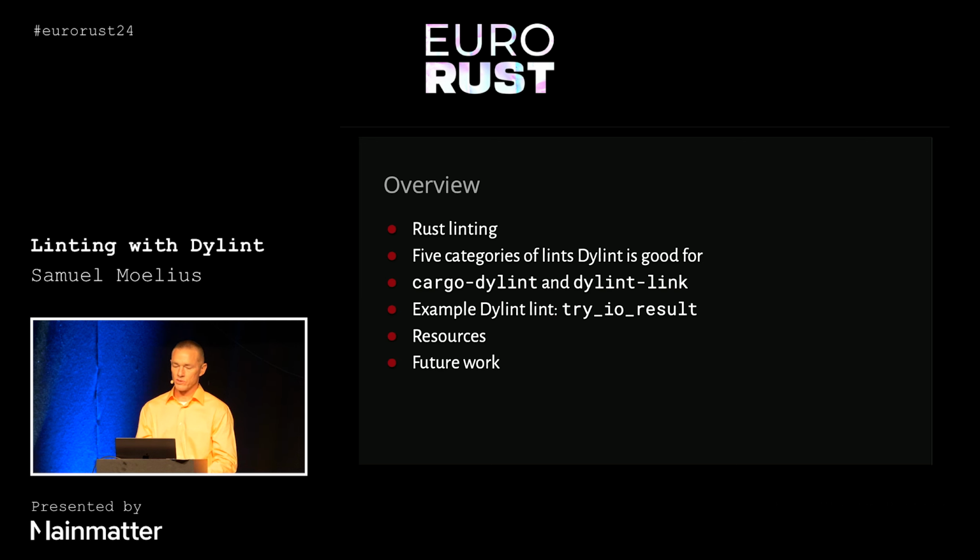So Dylint allows you to run Rust lints from dynamic libraries, and as such, what I'll be talking about today is the following. I'll give an overview of Rust linting generally. Then I'll talk about 5 categories of lints that I think Dylint is good for. Normally, when you install Dylint, you install 2 commands, cargo Dylint and Dylint link. I'll explain what each of these are and how they work. Then we'll go into one Dylint lint in some detail, and that is called try EuroRust. If you want to learn more, I'll give some resources toward the end, and then finally, I'll discuss future work for Dylint.